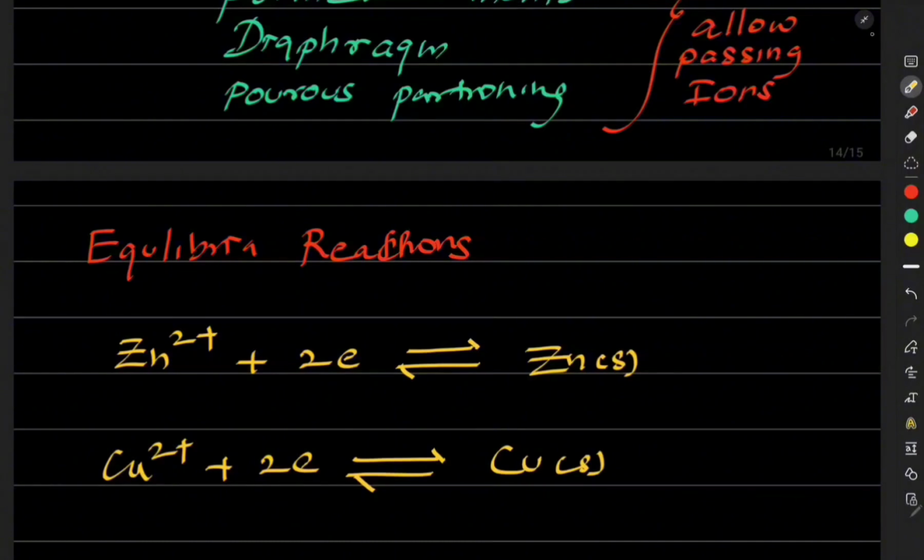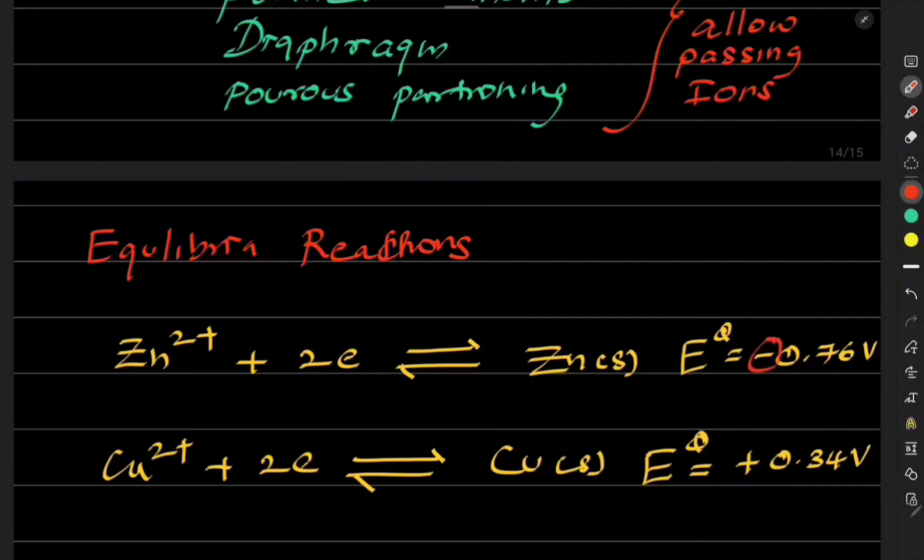The standard reduction potential of zinc is equal to minus 0.76 volts, and the standard electrode potential of copper is plus 0.34 volts. This minus sign represents that zinc releases electrons more readily than hydrogen.